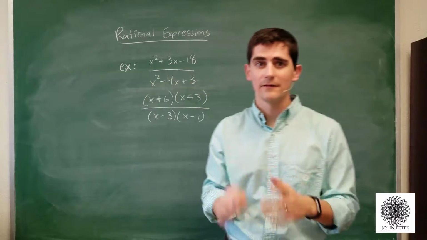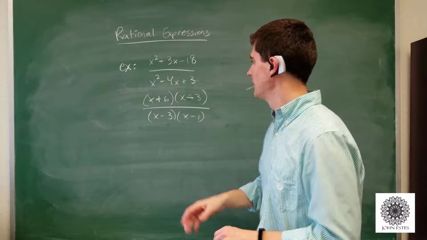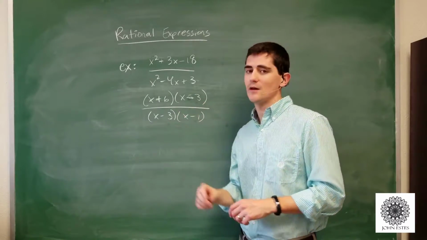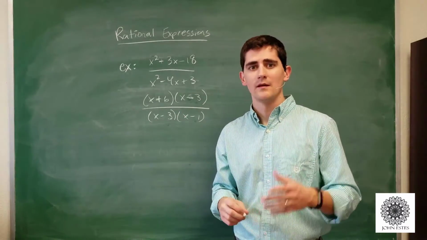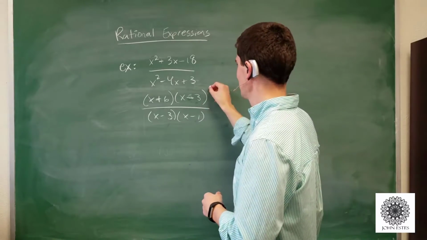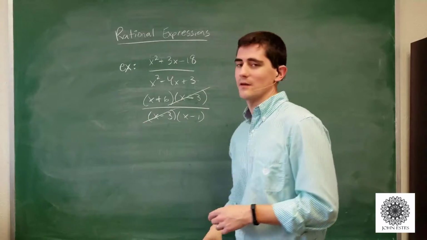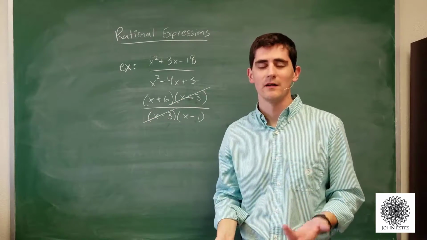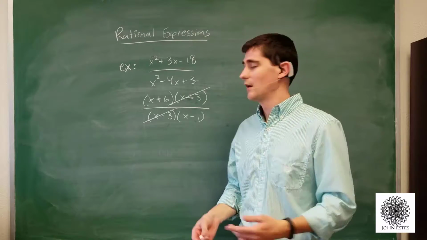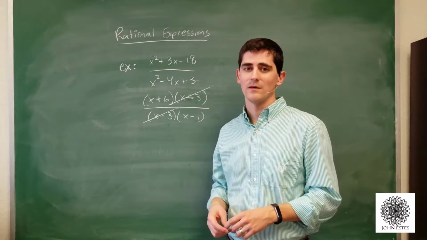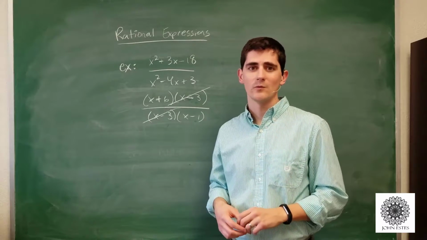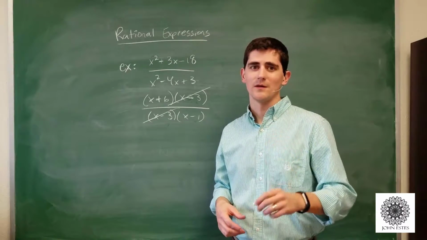Now I have factored the numerator and the denominator, and you can notice that my numerator and my denominator have a common term. That common term is x minus 3, so I can cancel those out like that. And that's how we simplify a rational expression. It's just like the way we simplify fractions. I'm going to show you a couple more examples, and I hope this makes sense.